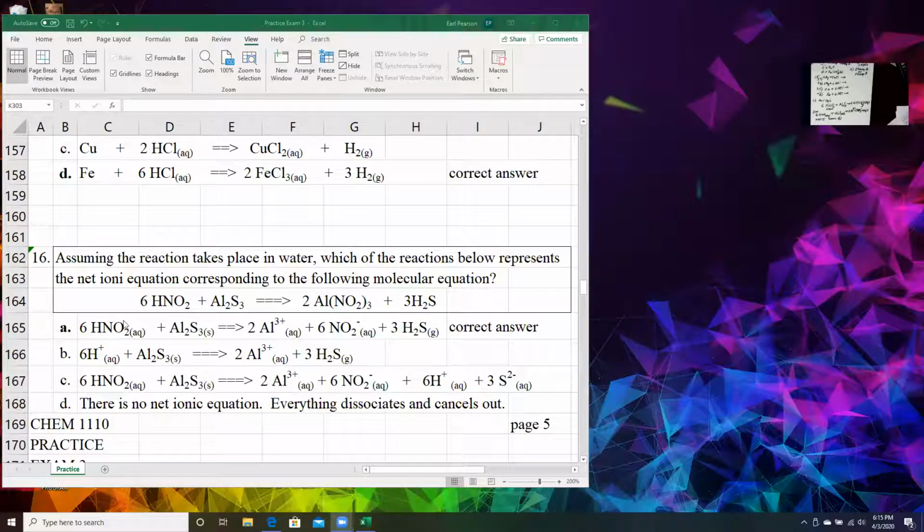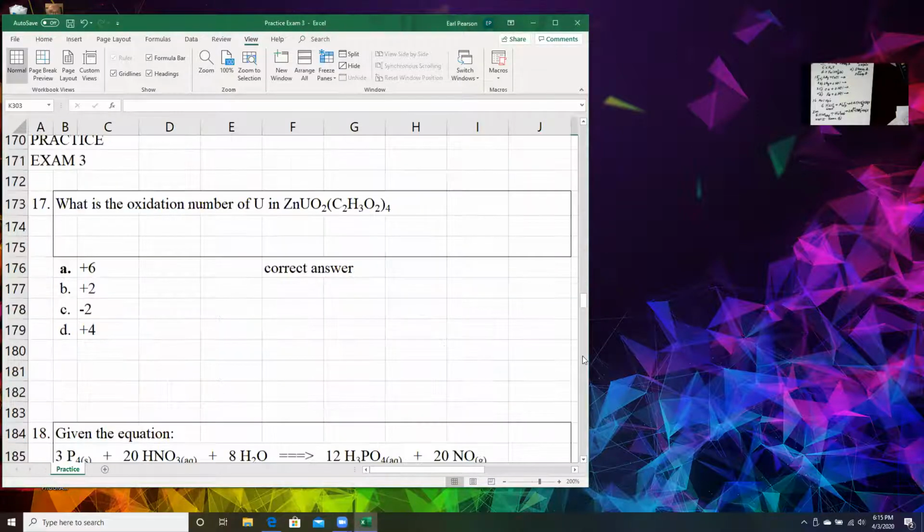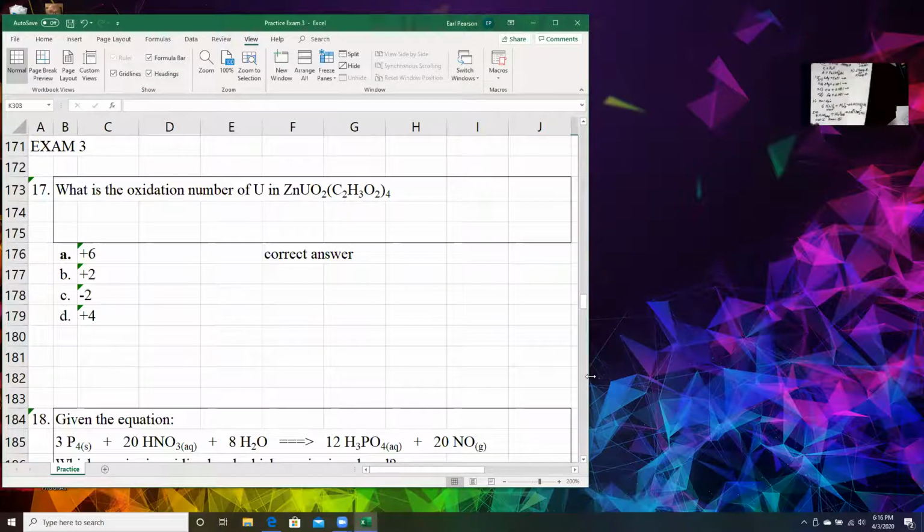So if we go back so you can see the question and see the answer, you can see we did not separate the HNO2s. We did not separate this because it's an insoluble sulfide. We did separate the ions of aluminum nitrite because the nitrites are soluble, and we did not separate the H2S. So the correct answer for this one is, in fact, A. All right, and we keep going.